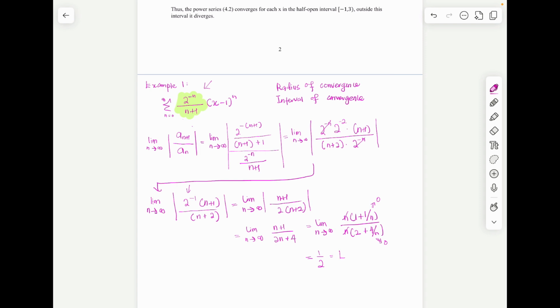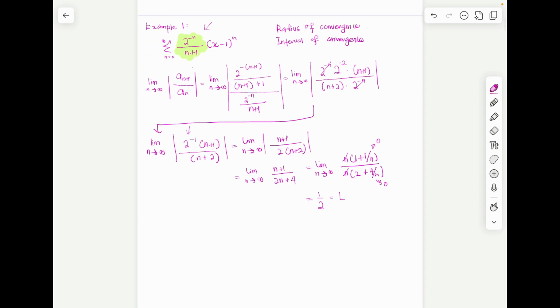Now that you have L, we can find the radius of convergence. The radius of convergence is rho equals 1/L. In this case, L is 1/2, so 1 divided by 1/2, and you get rho equals 2. This is your radius of convergence.